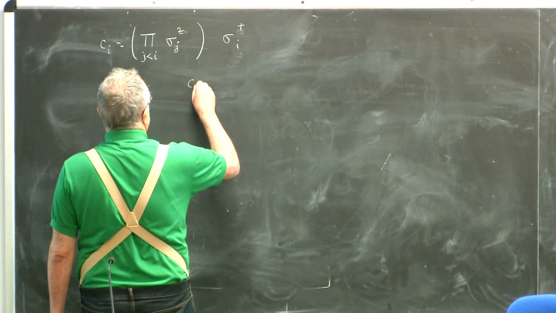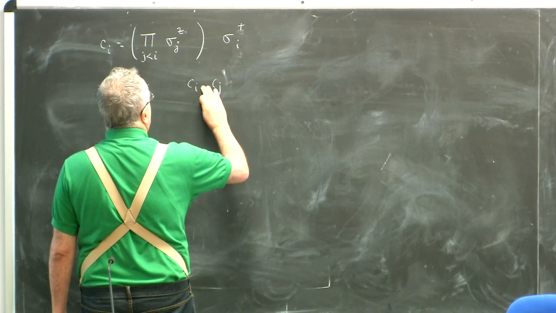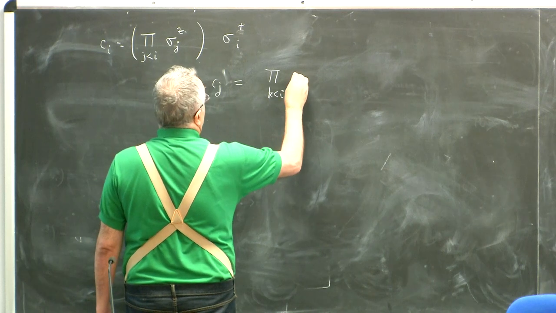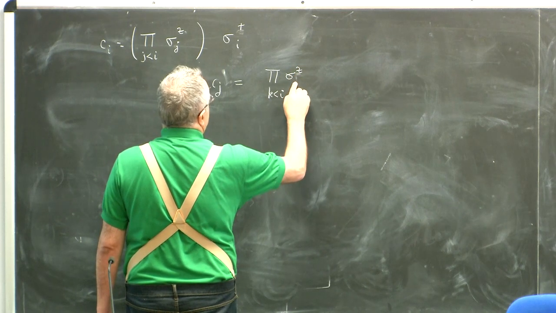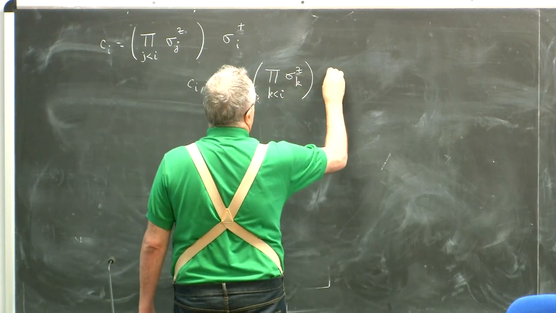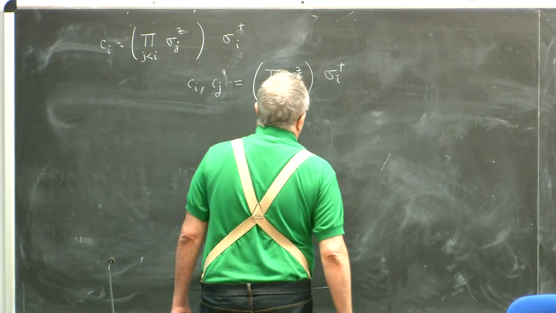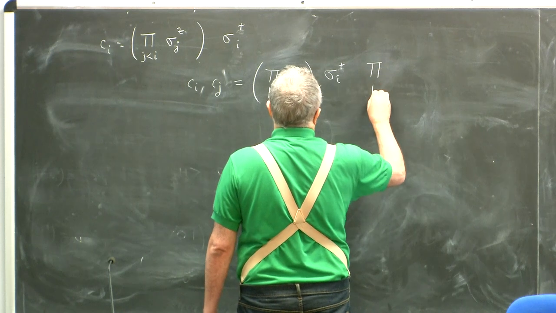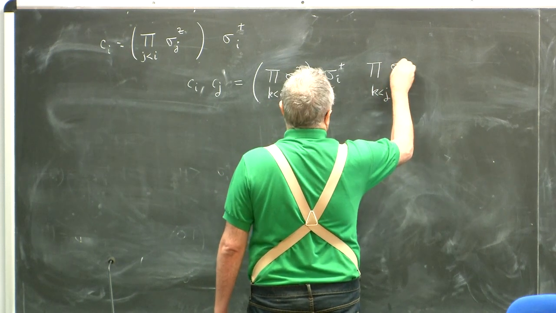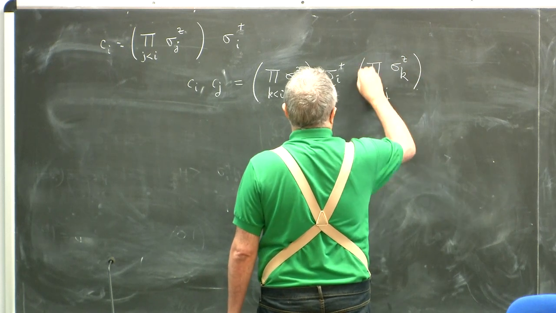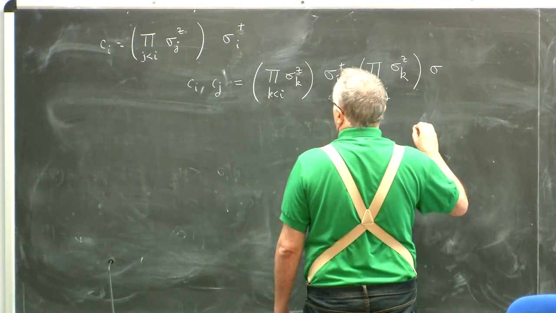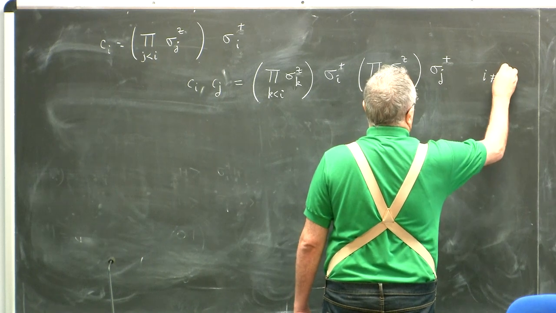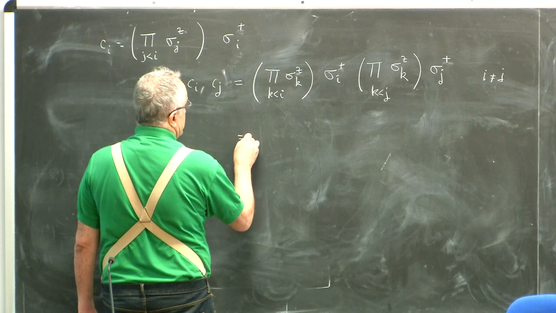Now, this guy, c_i c_j, equals the product over k smaller than i of sigma_k^z, sigma_i, times the product over k smaller than j of sigma_k^z, sigma_j plus. We want to see what this looks like.